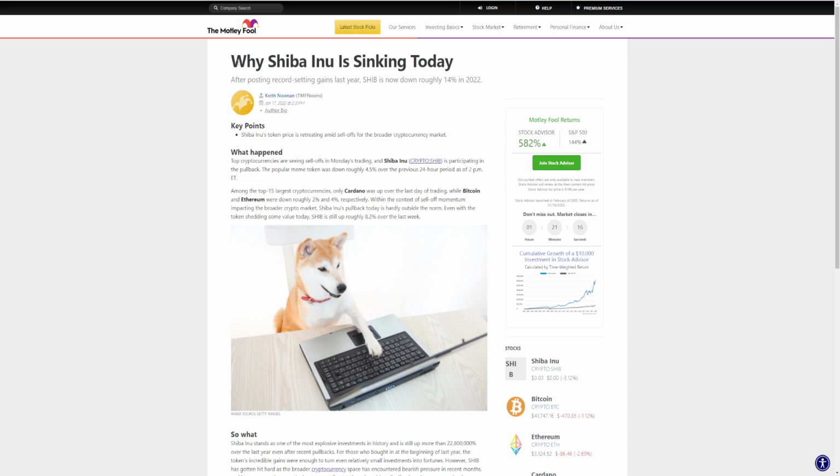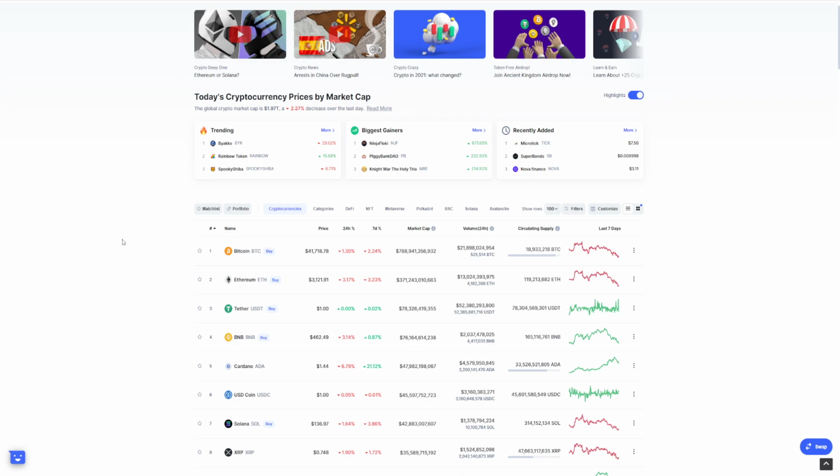They say here, why Shiba Inu is sinking today. The key points, Shiba Inu's token price is retreating amid sell-offs for the broader cryptocurrency market. That is the very first thing we have to talk about. Guys, the crypto market is struggling. It is not just Shiba Inu.